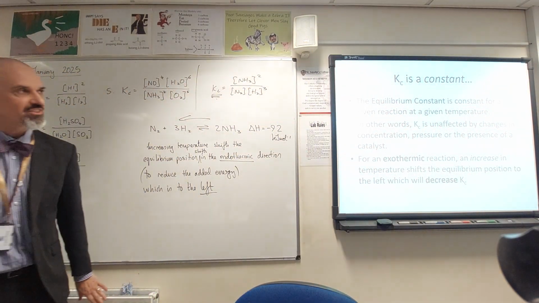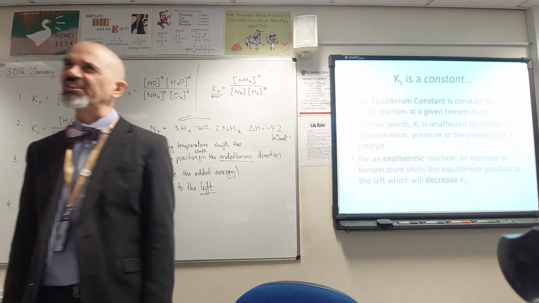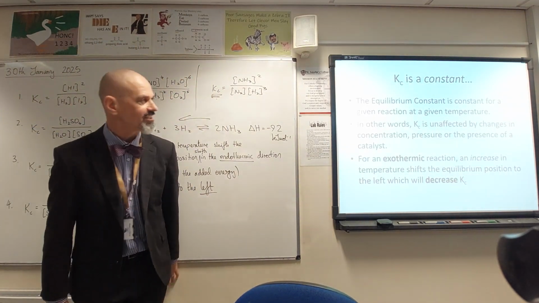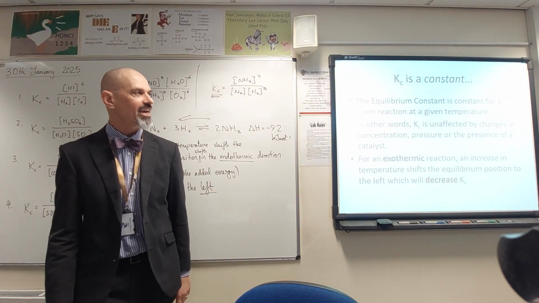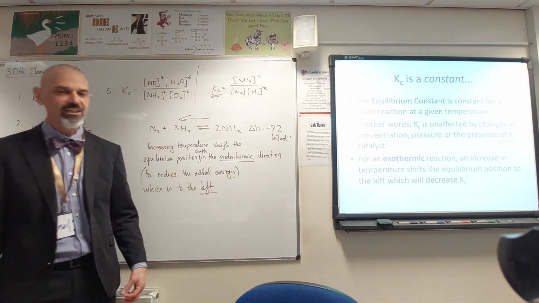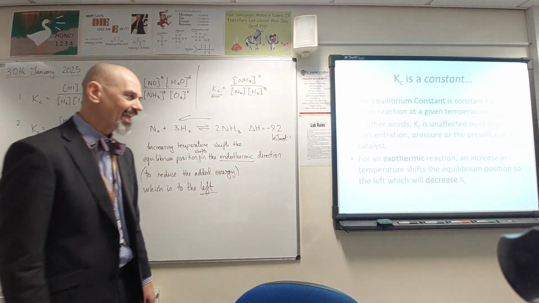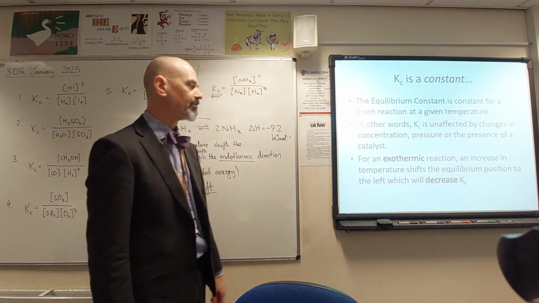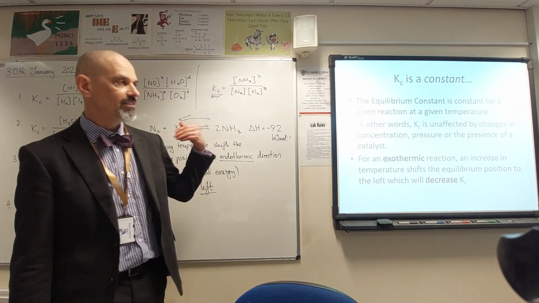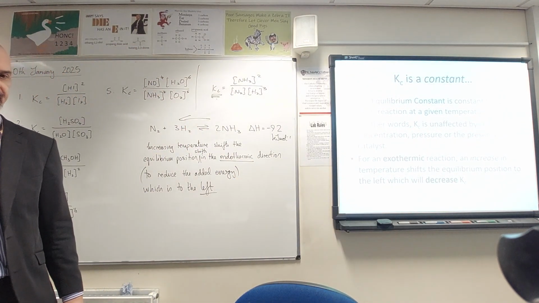So the equilibrium constant is constant for a given reaction at a given temperature. Not that constant, as you know; it's hardly like the speed of light, but it is still constant for a given reaction at a given temperature. So Kc is unaffected by changes in concentration, pressure, the presence of a catalyst, chopping your lumps of calcium carbonate up into small pieces, whatever it is. For an exothermic reaction, an increase in temperature shifts the equilibrium to the left, which will decrease Kc. If we had an endothermic reaction, it would be the opposite way around, but nothing else affects Kc.